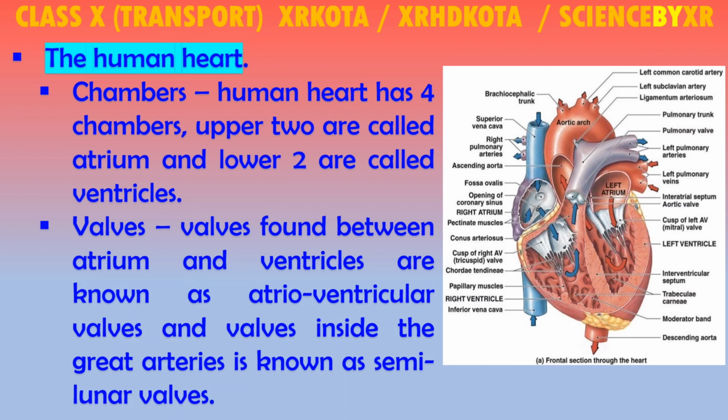Next, the valves. There are several valves found in the heart. These are called AV valves, which are shown here, atrium to ventricle. These are AV valves, and then semilunar valves, which are found in the great arteries. Let me mark it. These are the valves here, and this. So these are the AV valves, and these are the semilunar valves, which are found in the arteries. Okay, so these are the valves.